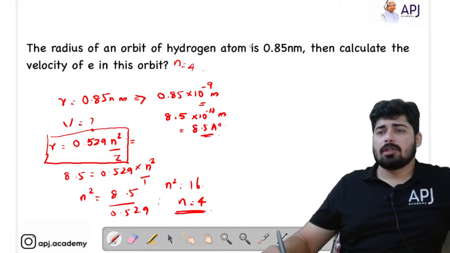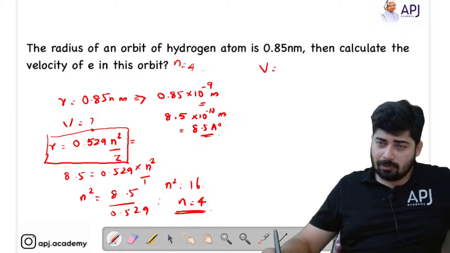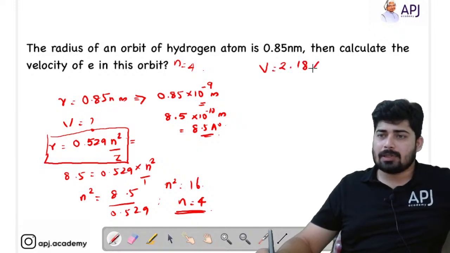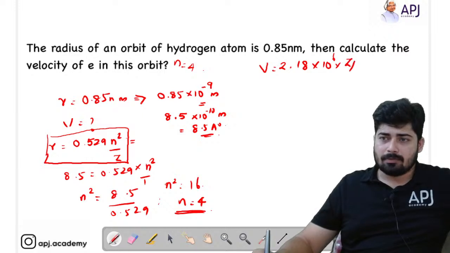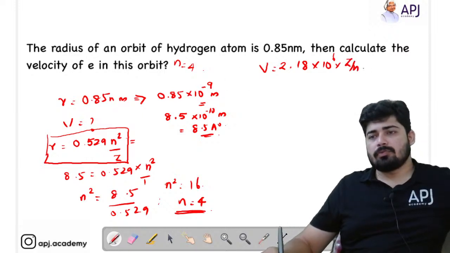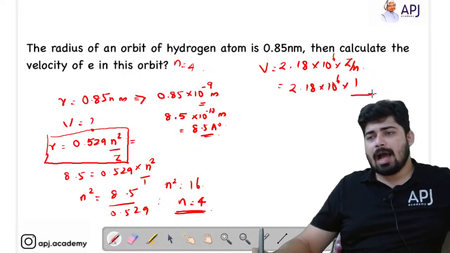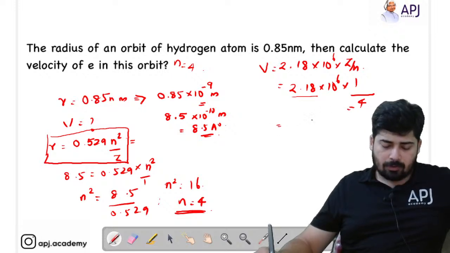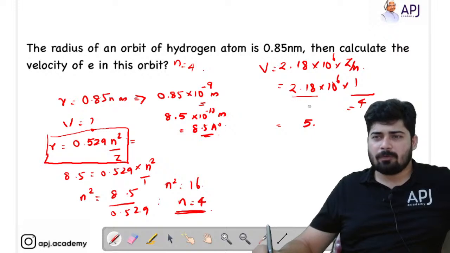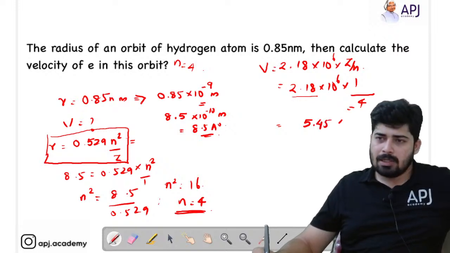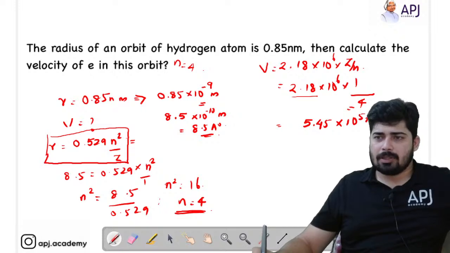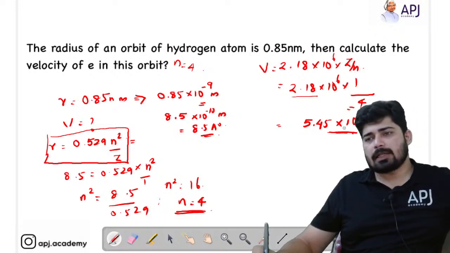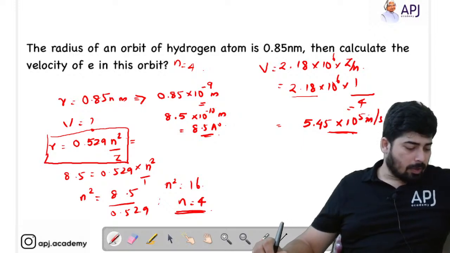Now what you have to do? You have to calculate the value of velocity. What is the equation of velocity? Velocity is equal to 2.18 into 10 raised to 6 into z by n. Since it is hydrogen, the z will be 1. And the value of n we just obtained as 4. So divide 2.18 by 4, and you will get 5.45 into 10 raised to 5 meter per second. That much meter per second is the velocity.